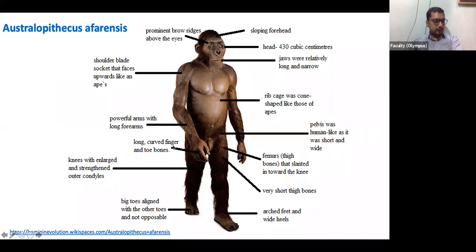Long and curved fingers and toe bones. So in the majority of these features, some ape-like, some human-like features you can definitely see. The face is mostly ape-like, the limbs are mostly human-like, and the arms are also mostly human-like, as can be seen.